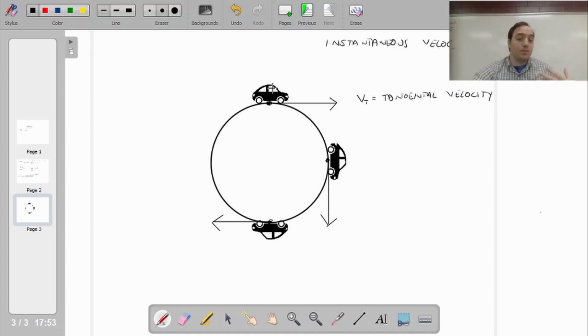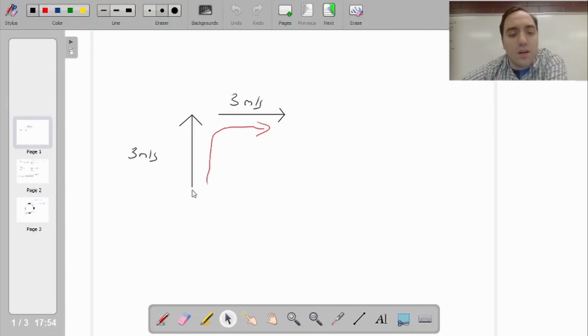Now, in this example here, my speed is the same. Say it's 3 meters per second all the way around. And what I want to start looking at is, what is my acceleration? Well, I can start right here and look at the two of these, and I've done this one already. I did it here. My acceleration will be down and in.